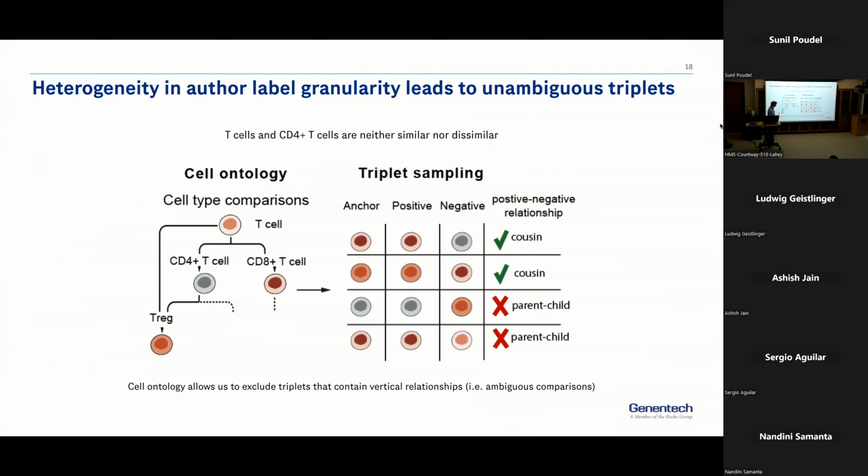So what we do is we sample these triplets, and we exclude any with this type of vertical ancestor-descendant or parent-child relationship. For example, the T cell to CD4 positive T cell comparison would not be allowed, but the CD4 to CD8 comparison is easy for the model to say these are similar or dissimilar cells.